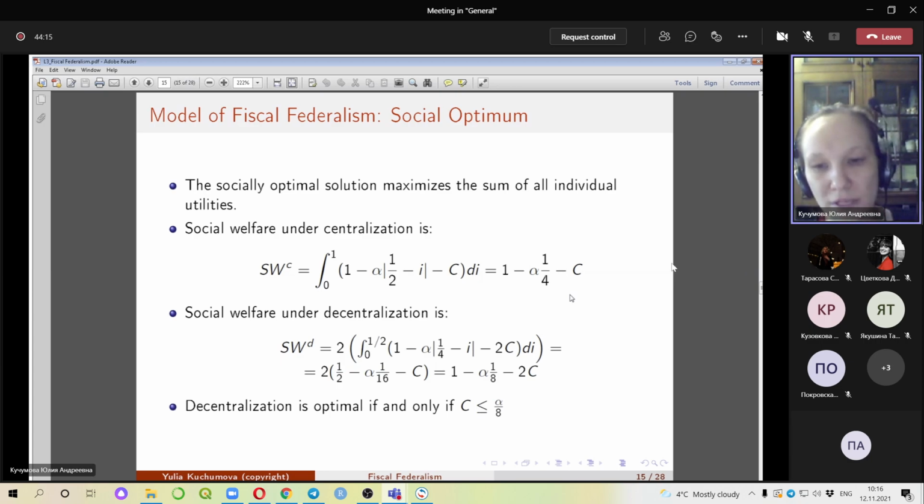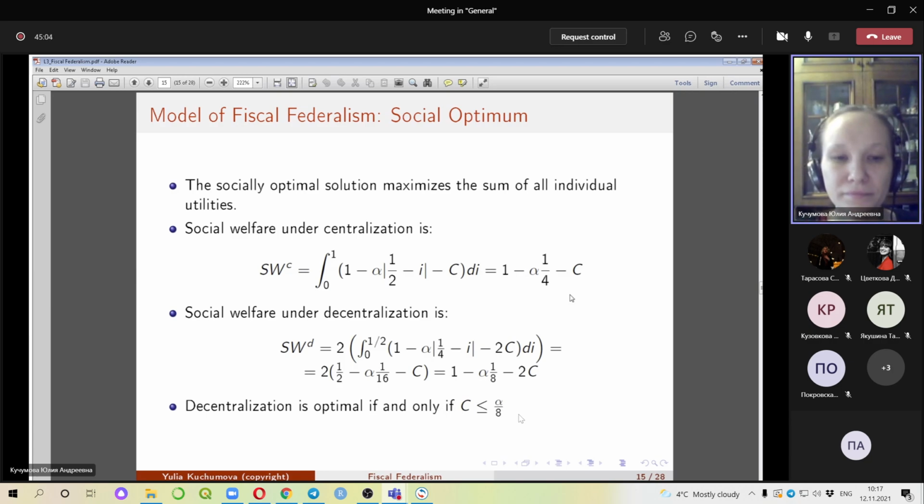So what we have is that when the cost is less than some threshold, then we choose, actually I said it the other way around. It's optimal to have decentralization when the costs are not that high, because what matters is how costly it is to duplicate the government. And this is indeed what we eventually got from the model: the cost should be less than alpha divided by 8, so less than some threshold value.